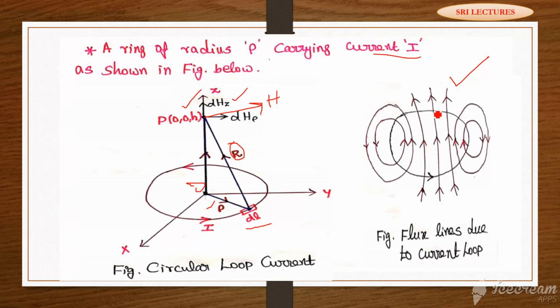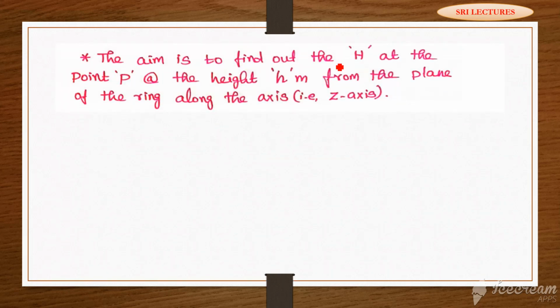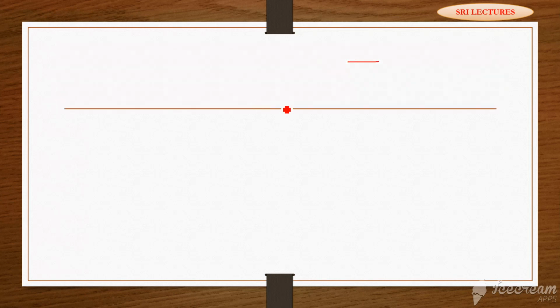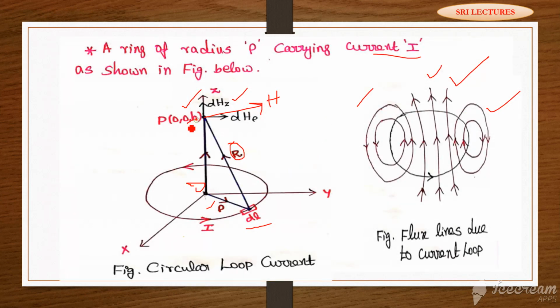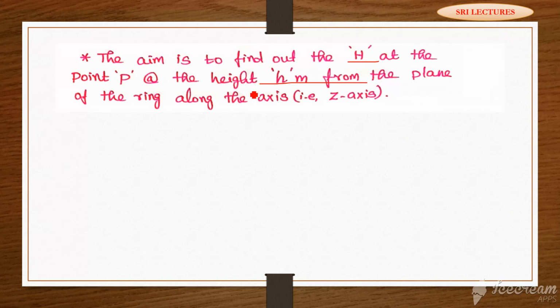In the mid portion the flux path is like this, and at the two ends of the circular loop we have the flux pattern like this. So the aim is to find the H value at the point P. From the figure, point P is located at a height of h meters from the origin, h meters from the plane of the ring along the axis, that is the z axis.